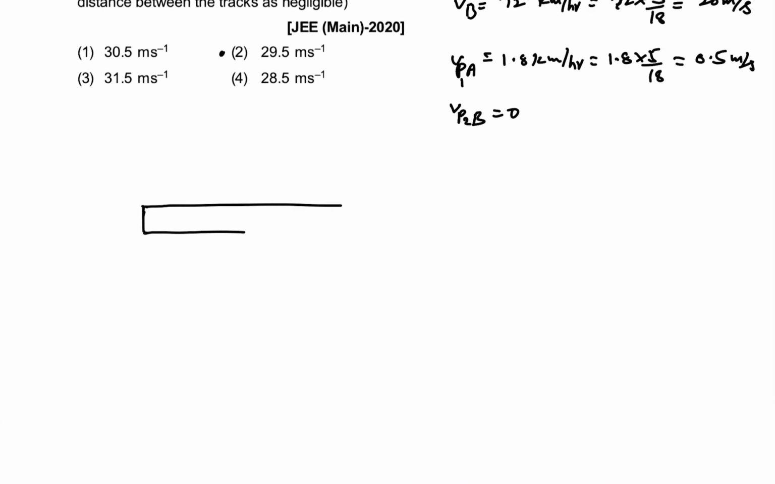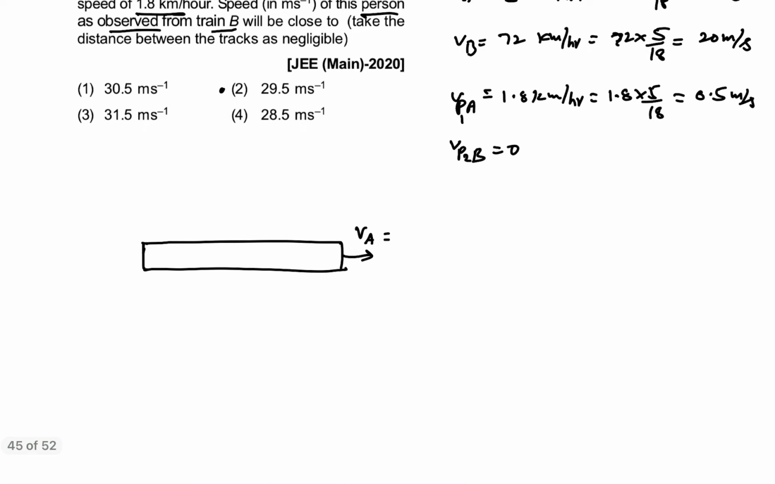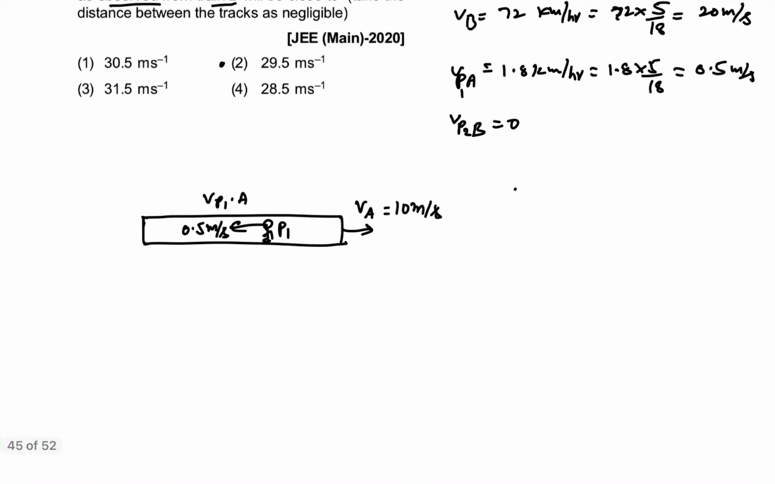Okay, now I am drawing here. Let us consider this is a train. Train A is moving with a velocity of 10 meters per second. Inside this there is a person P1 who is moving with 0.5 meters per second. This is the velocity of the person P1 with respect to A. I am writing first: the velocity of person 1 with respect to A can be written as velocity of the person minus velocity of A. The velocity of the person with respect to A is 0.5 to the left. The velocity of person 1 we don't know. The velocity of A is 10, to the right.